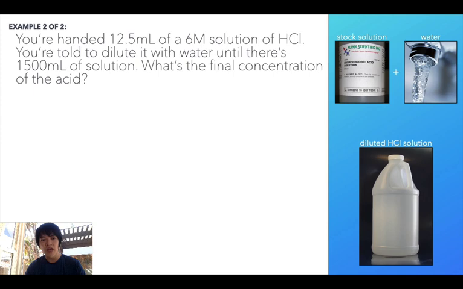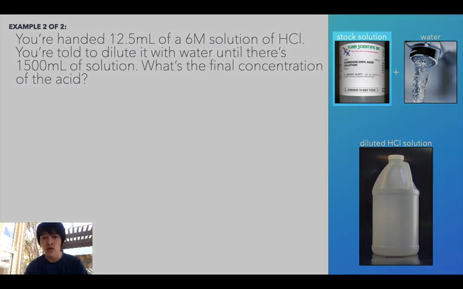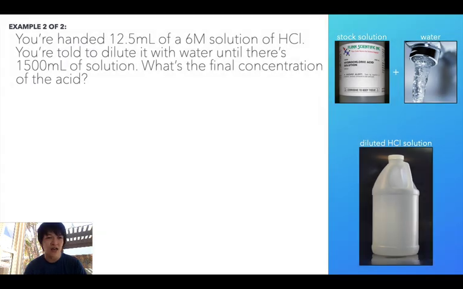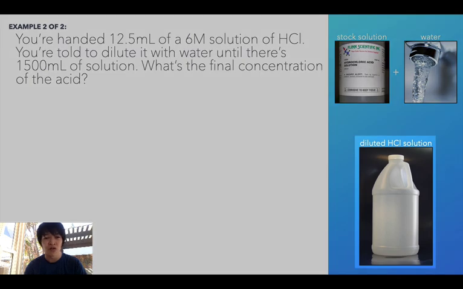In this example, you're handed 12.5 milliliters of a 6 molar solution of hydrochloric acid. You're told to dilute it with water until there's 1,500 milliliters of solution. What's the final concentration of the acid? Okay, so normally we don't work with hydrochloric acid that is 6 molar. That is super concentrated. So we're diluting it here until there's a 1,500 milliliter solution. So what's the final concentration of this acid?